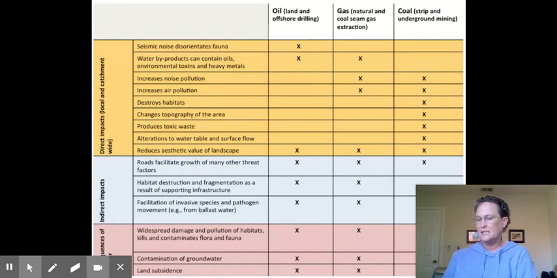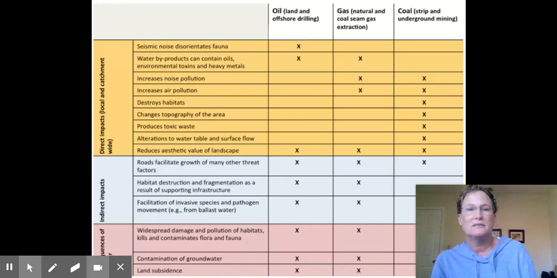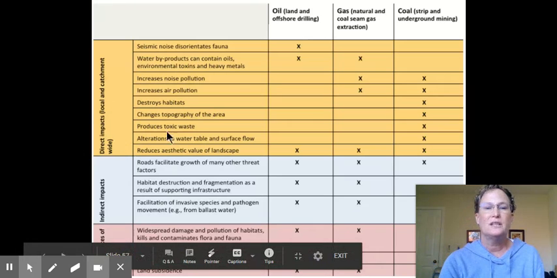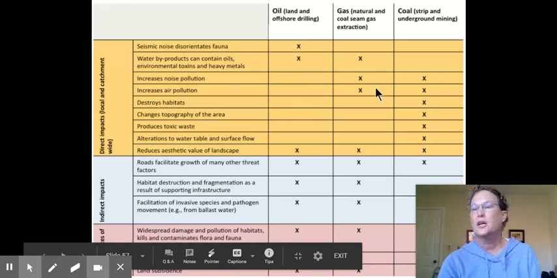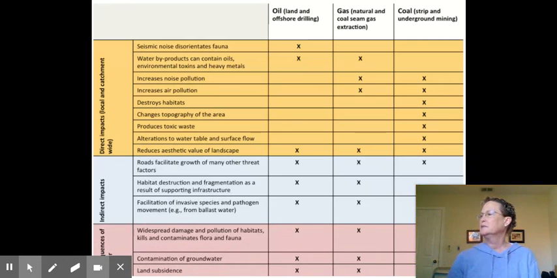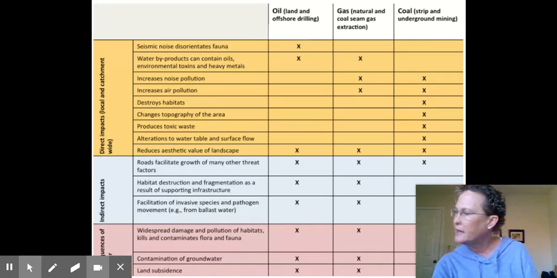So read through the seismic noise and disorients fauna. So the noise is going to disorient animals. So like when you're doing offshore drilling, you mess up the mating patterns of whales and all kinds of stuff. And so go through and read each one of these and then make a mark on the table on page 20. Okay, so you can pause and do that.